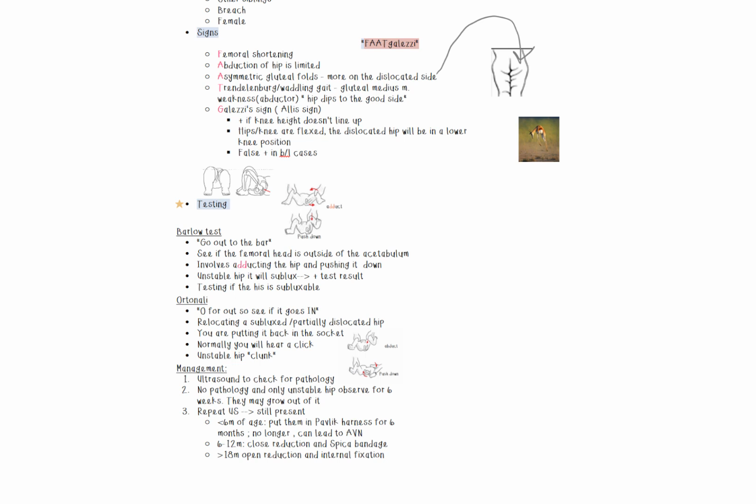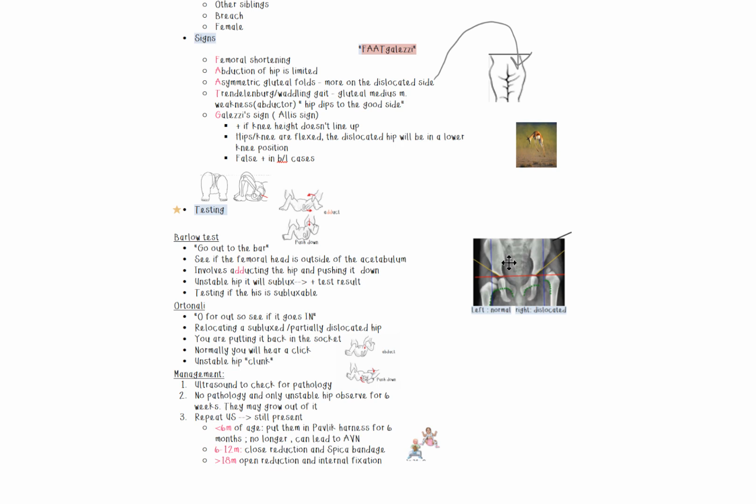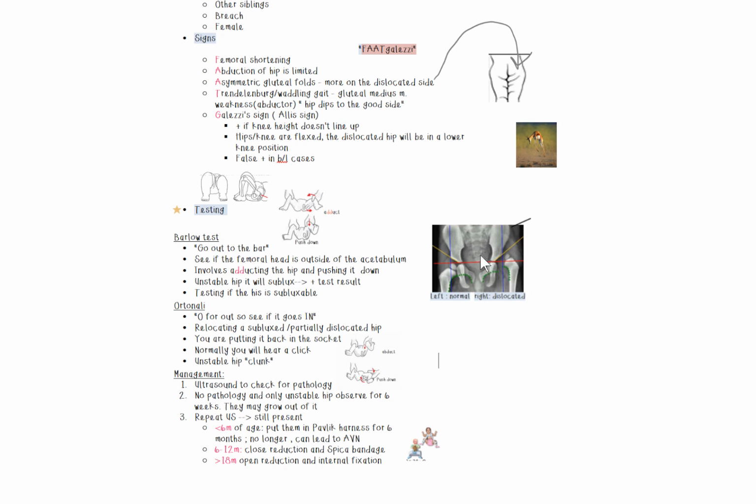So now for babies who are between the age of 6 and 12 months, you can do closed reduction and a spica bandage. For 18 months and older, you definitely can do an open reduction and internal fixation. So go ahead and put hardware in there. And that is a picture of this. The one on the top is the spica bandage, and then you've got the pelvic harness that you can put on.